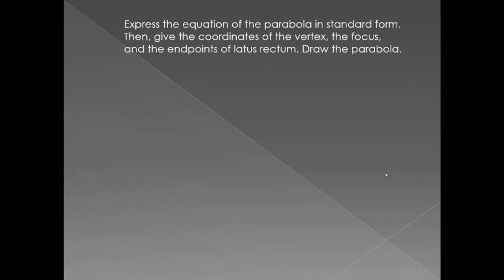Okay, next. Express the equation of the parabola in standard form. Then, give the coordinates of the vertex, focus, and points of latus rectum, and then draw the parabola. So, this is the given general equation: y squared minus 12y minus 4x plus 28 equals 0.